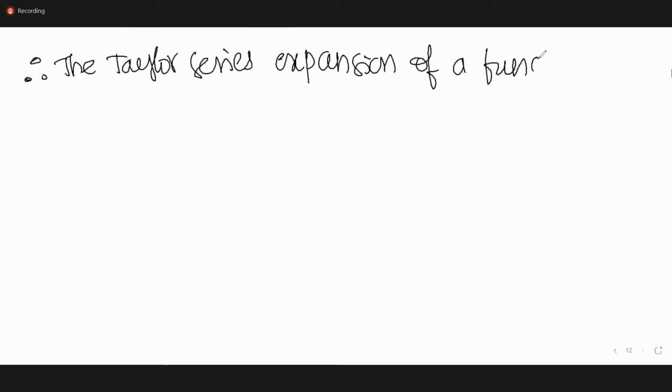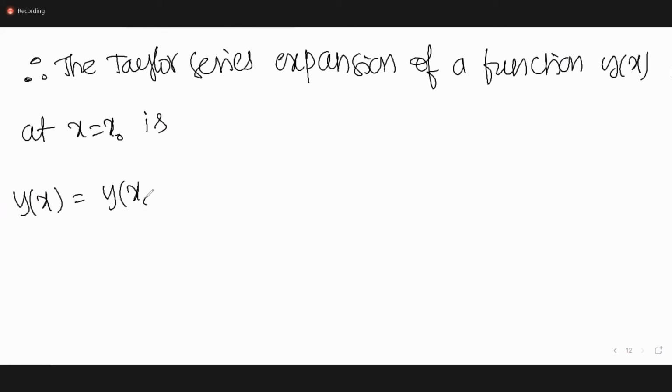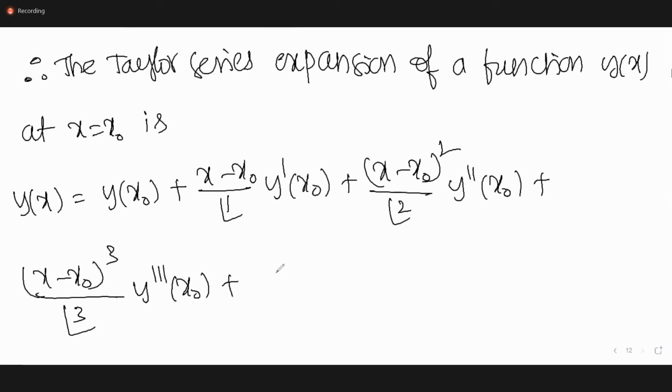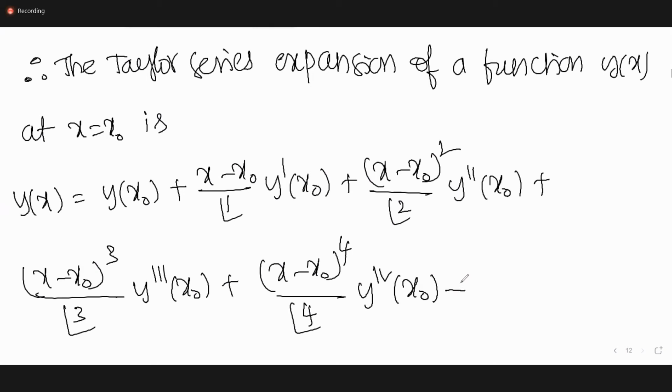Therefore, the Taylor series expansion of a function y of x at x is equal to x naught is y of x is equal to y of x naught plus (x minus x naught) by 1 factorial into y dash of x naught plus (x minus x naught) whole square by 2 factorial into y double dash of x naught plus (x minus x naught) whole cube by 3 factorial into y triple dash of x naught plus (x minus x naught) whole power 4 by 4 factorial into y fourth derivative of x naught plus so on.